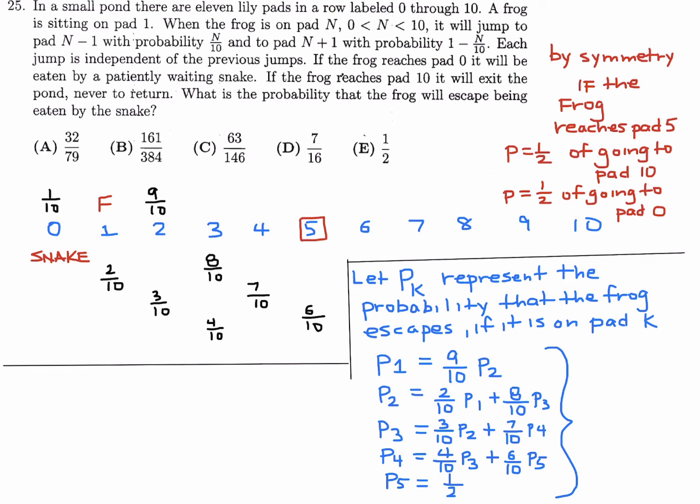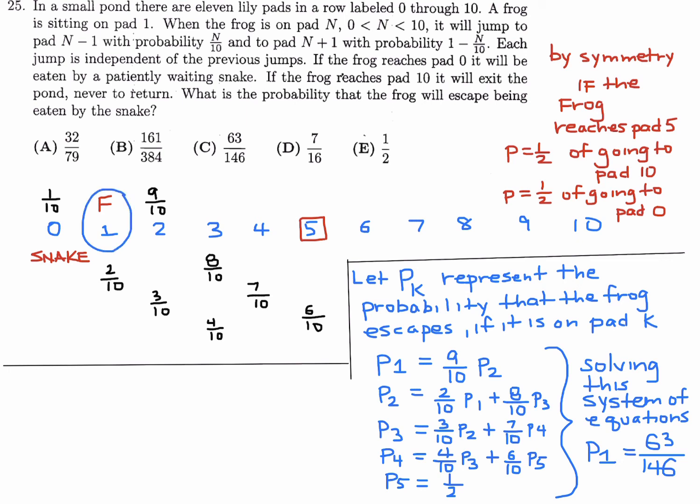So you solve this system of equations, and you guys know how to do that. And when you do, solving this, you get P1 equal to 63 over 146. So that basically means that because he starts off on pad number 1, 63 over 146 is the probability that the frog will escape. And therefore, number 25, the answer is C.